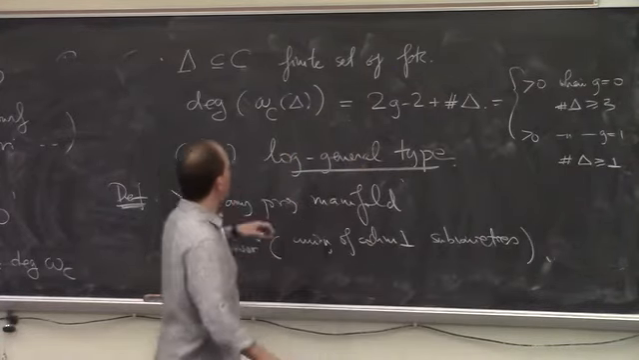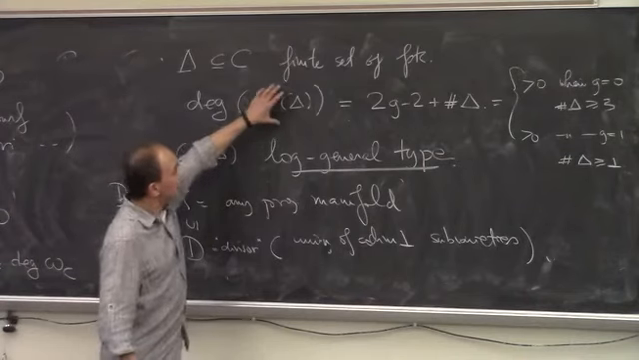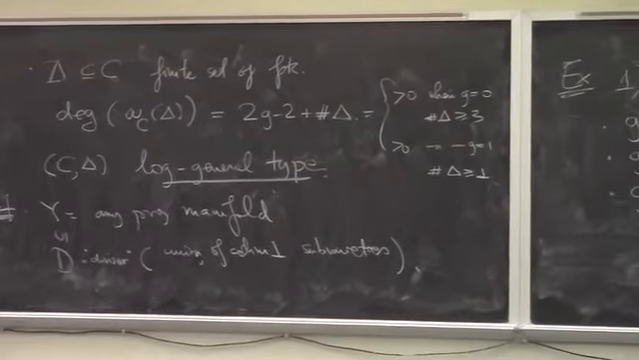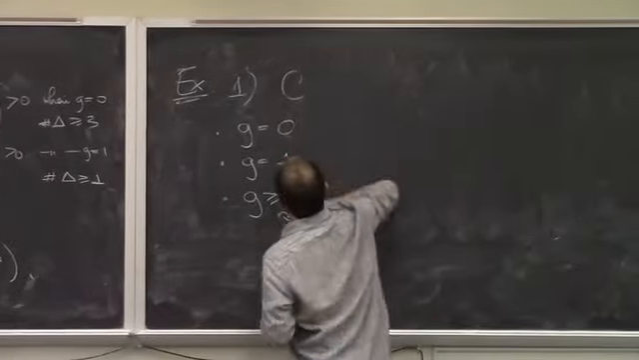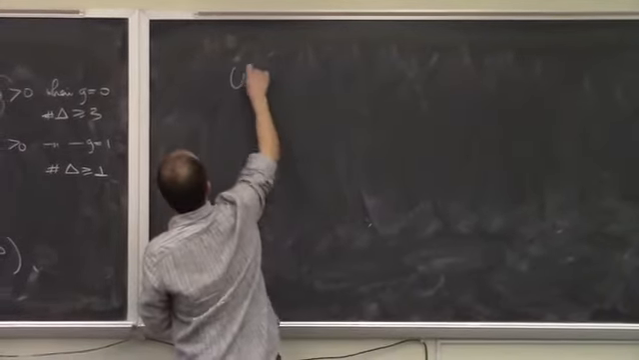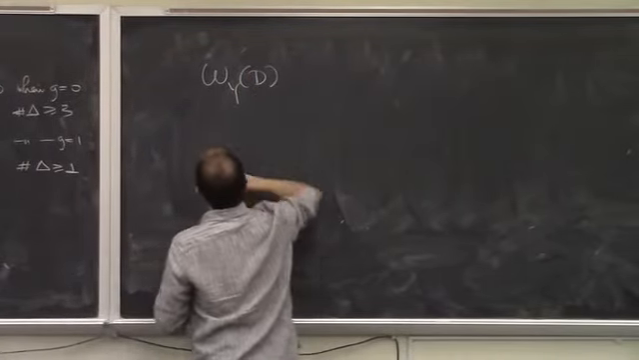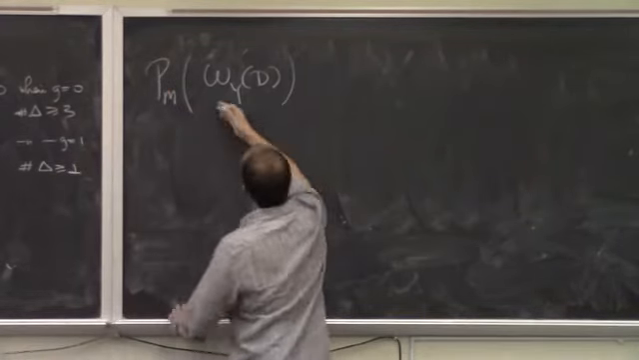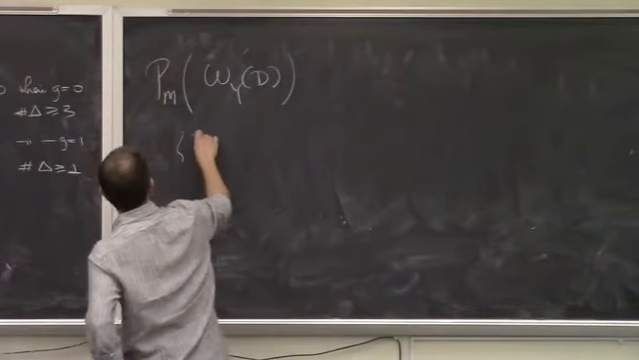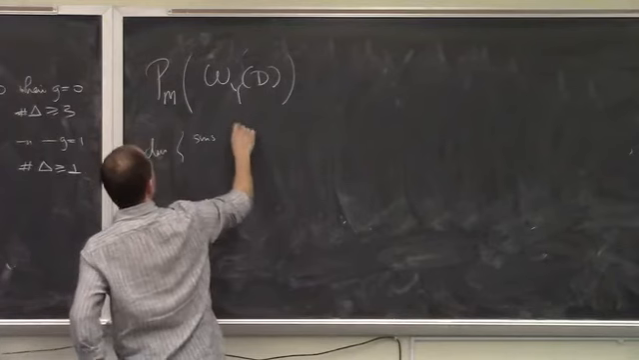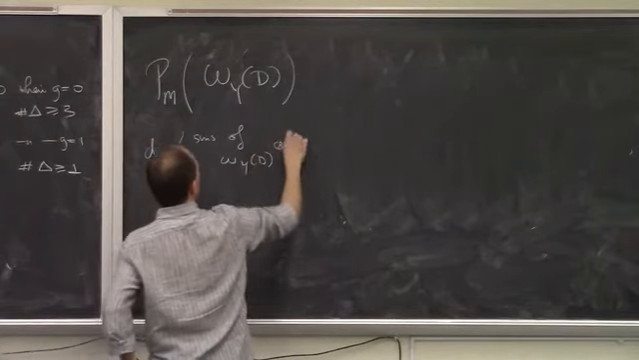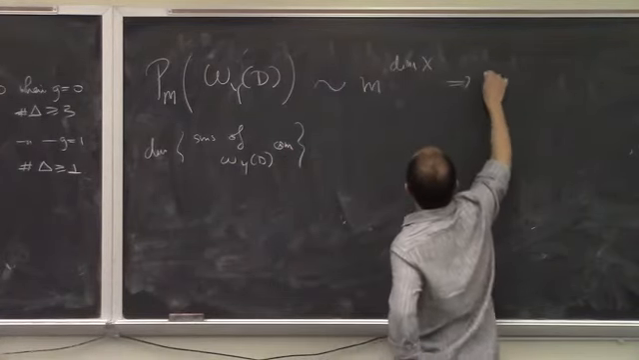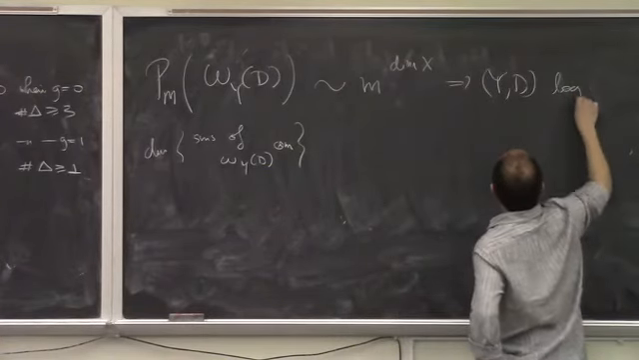And again, one can make sense of this line bundle. It's not so important getting into the technical details of this, but we can again make sense of this line bundle omega Y of delta. We can look at the growth of the space of sections for all the tensor powers of this line bundle, so the dimension of the sections of omega Y of delta to the power m. And if this grows like m to the dimension of X, we say that the pair (Y, delta) is of log general type.